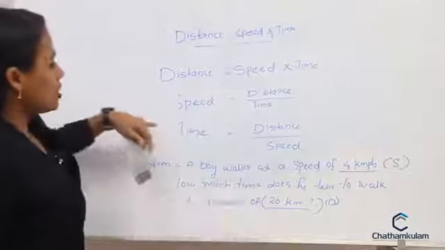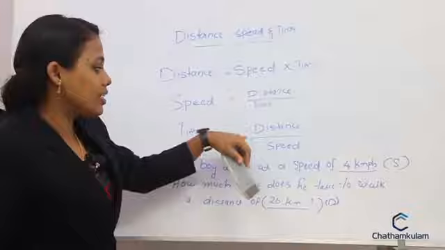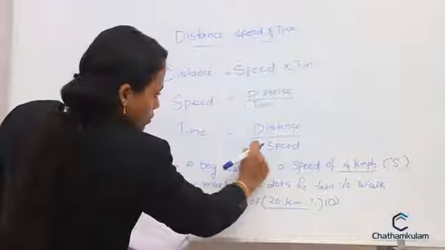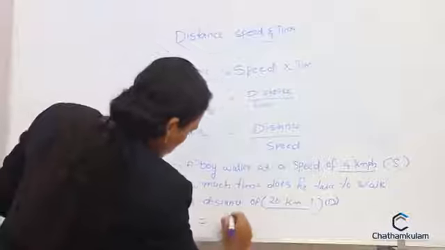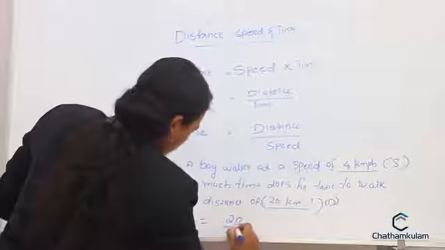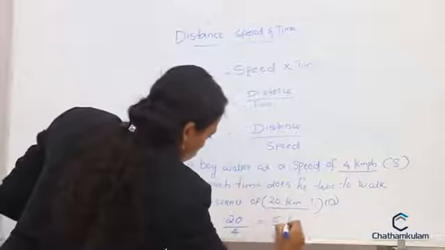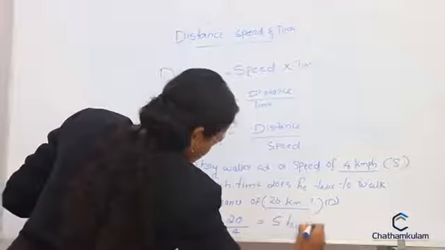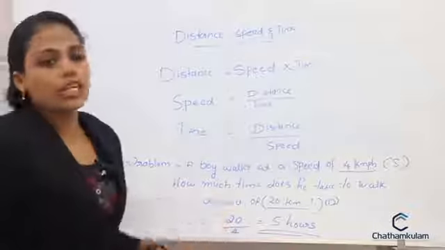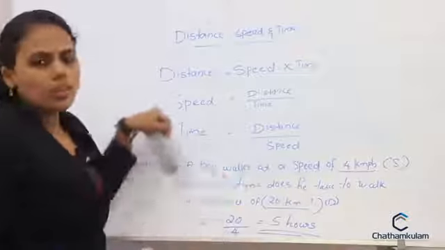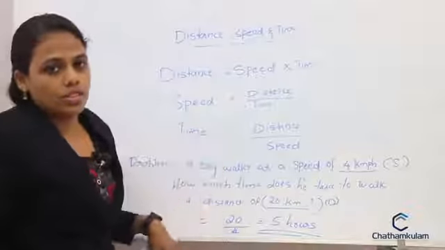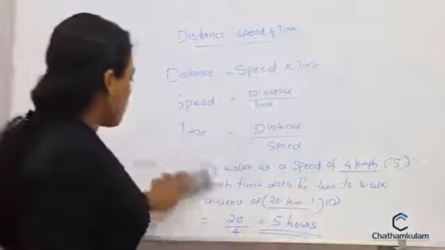Above we have already mentioned the equation to calculate time: distance divided by speed. So we use this formula: 20 divided by 4, that means 5 hours. The boy needs 5 hours to cover 20 km. So this is a basic way to solve problems using these equations. We will go for the next problem.